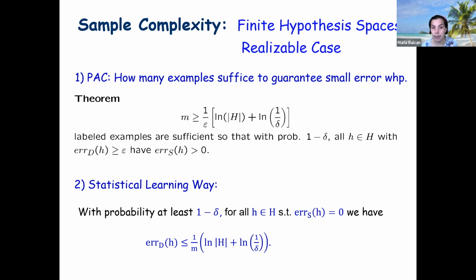How do I get this bound from the previous bound? I just substitute. Epsilon here is the generalization error, and I solve for it. If I solve for epsilon as a function of m, log size of H, and log 1 over delta, this is exactly what I get here, the bound at the bottom.